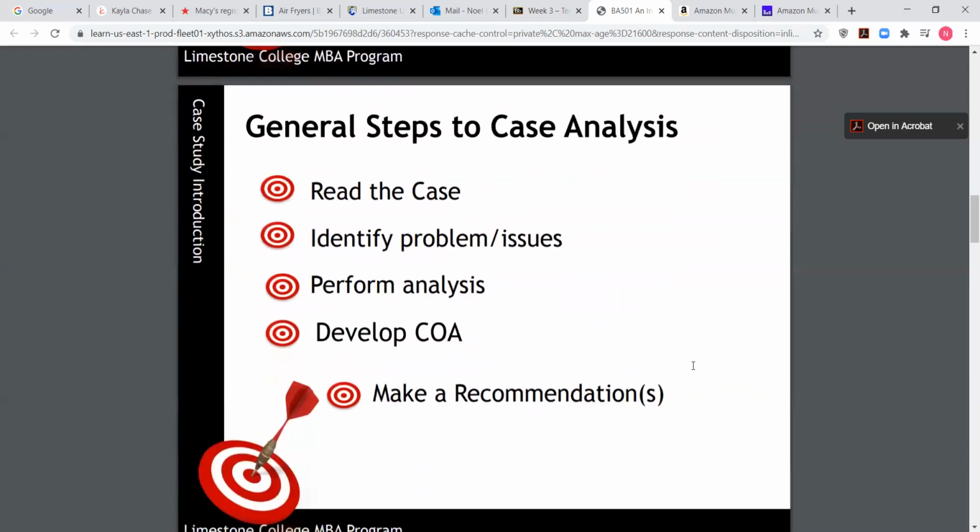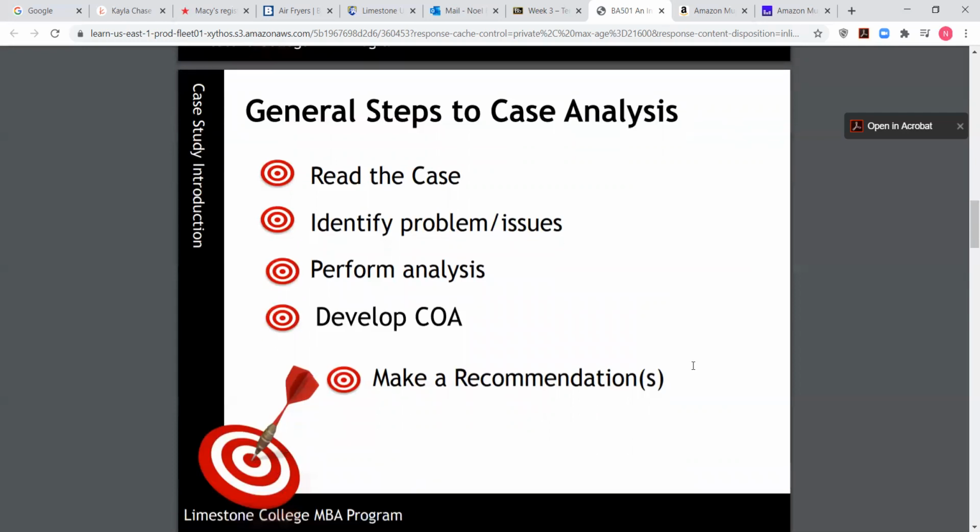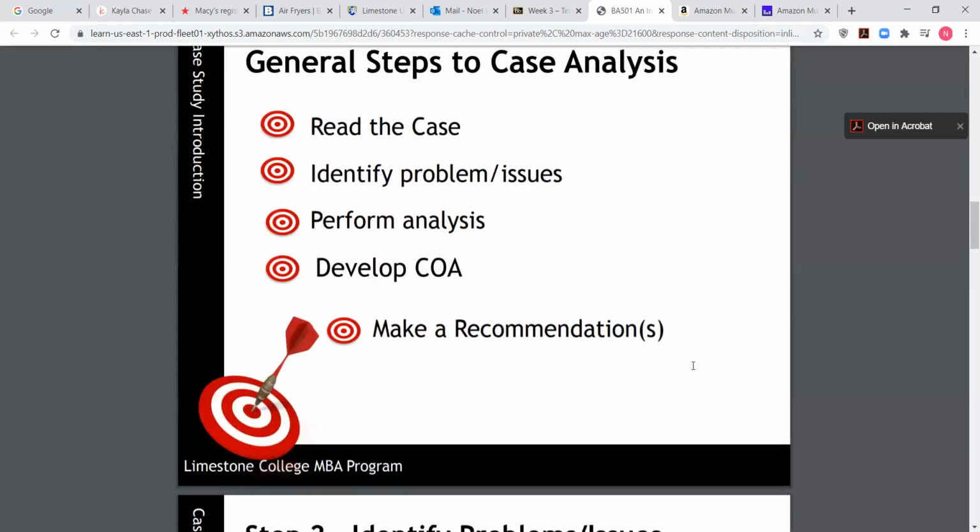So the first step: you're going to read the case and take a look at what the problems are. In this case, it's pretty easy, you're not going to have any trouble identifying the problem. Then you form an analysis. In a minute, when I bring up the case, you'll see some of the analysis is already in there for you, but you're going to add your own pieces to it.